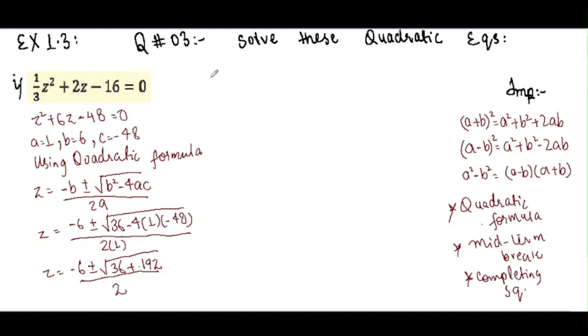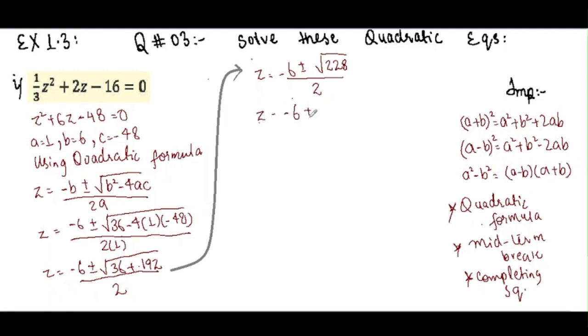Now it becomes z equals minus 6 plus minus square root of 36 plus 192, which gives us 228, whole divided by 2. Now we get z equals minus 6 plus minus 2 square root of 57. You will get this answer when you take the square root of 228 on your calculator, okay? Whole divided by 2.